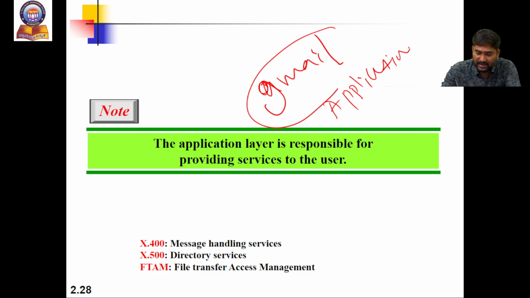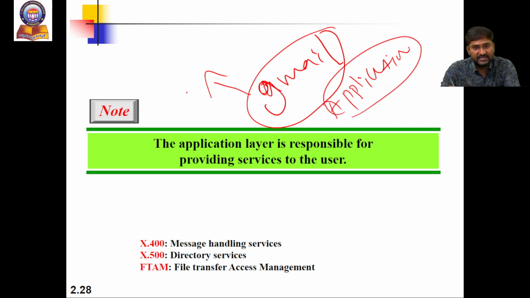I open the Gmail application, enter my mail ID and my password, and then attach some content to transfer to the recipient. So what is happening is that this Gmail application was opened with the help of the application layer. So I said that this layer is responsible for the users.